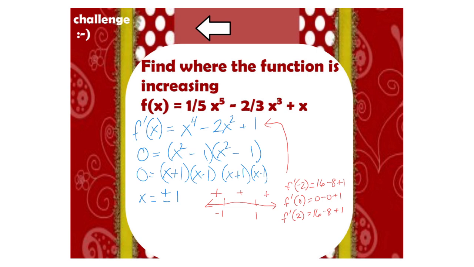Okay, now look at that. That's weird. It's always positive, which means that my function is always increasing. So find where it's increasing. It's increasing from negative infinity to infinity. Now, something's happening. I would say it's never decreasing, but something's happening at these points. Do you know what that means when you have back to back plus plus?